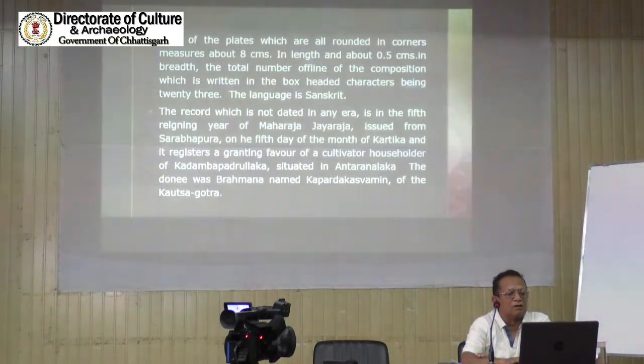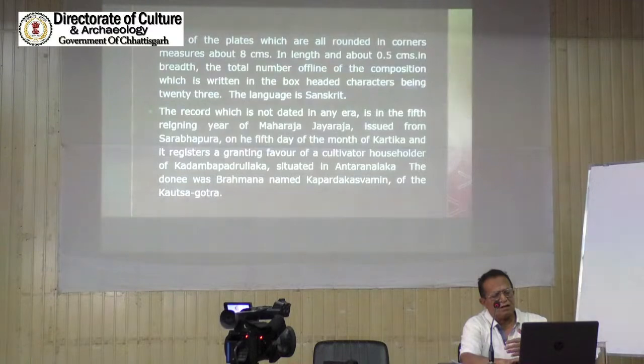The edges are rounded, and these are the physical aspects of the copper plate, which I am ignoring. Box-headed characters in the Sanskrit language. So it is dated in the 5th regnal year of Jayaraja, issued from Sharabhapura. The details are there. I told you all the land grants are like this.